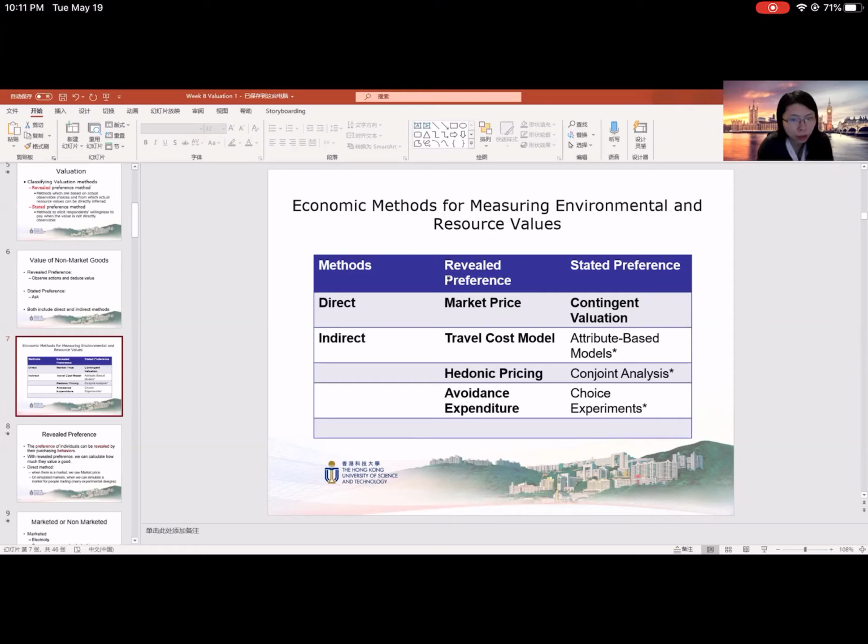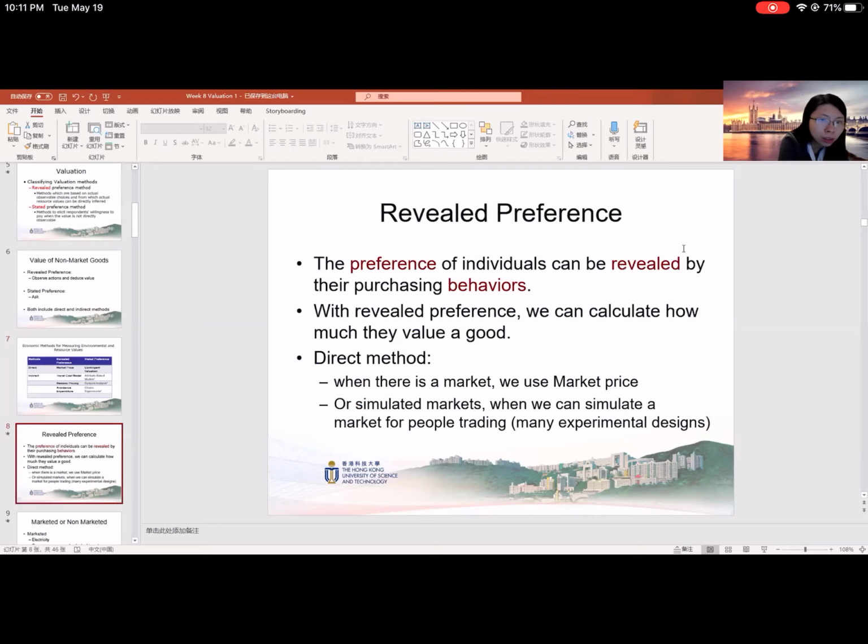If we ask you about how much you like an iPad, it would be a stated preference approach. But if we go to the market and see the fact that you're buying an iPad at a specific price, we are able to at least judge that your willingness to pay for the iPad is at least its market price. So the preference of individuals can be revealed by their purchasing behavior.